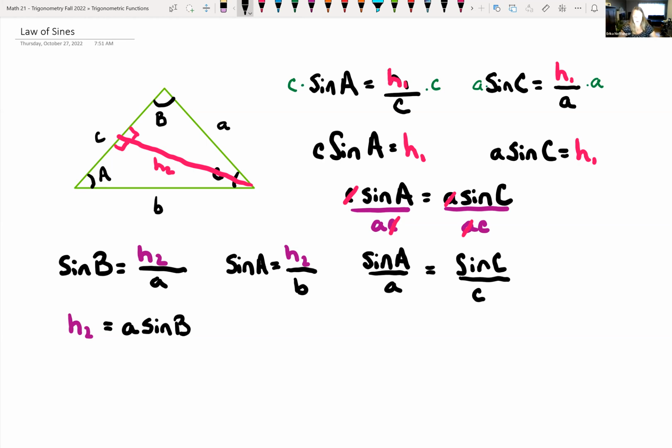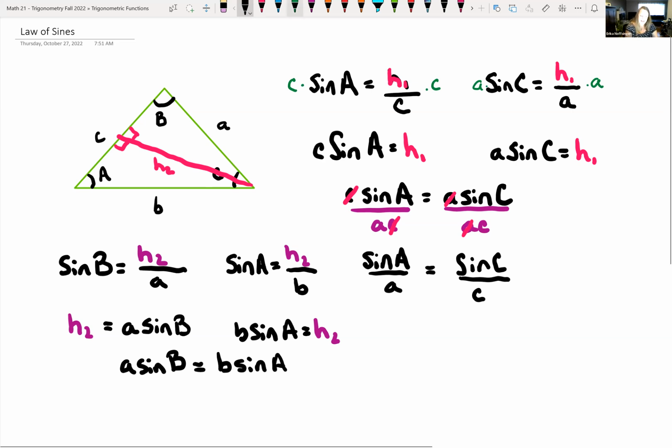The other one, multiplying both sides by B, we get B times sine of A is equal to H over 2. So now we can set these equations equal to each other. And so we know that A sine of B is equal to B sine of A.